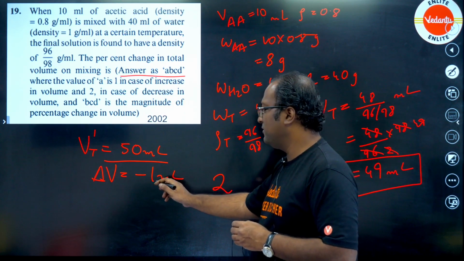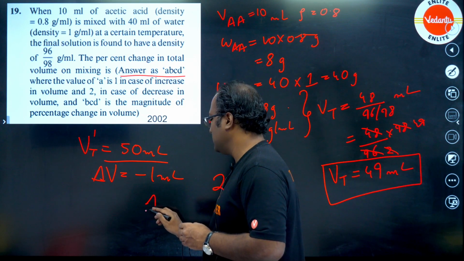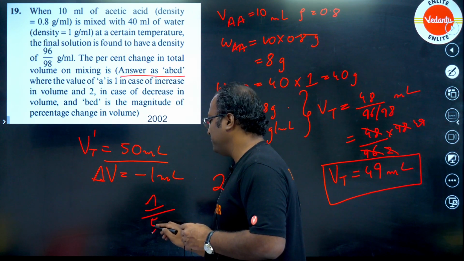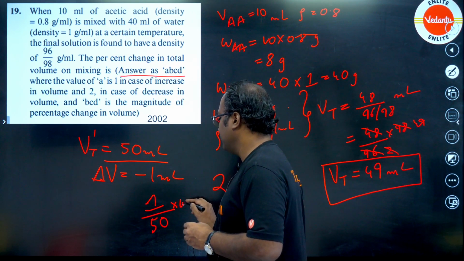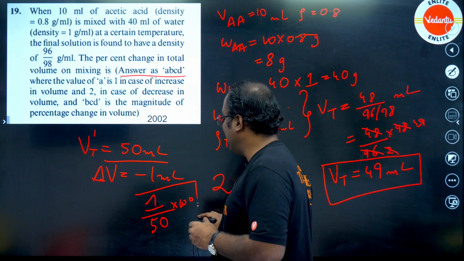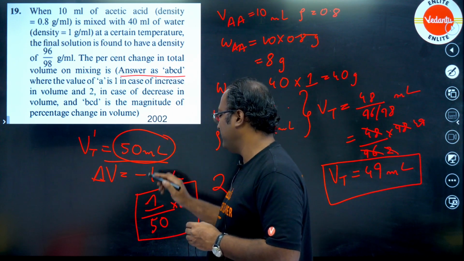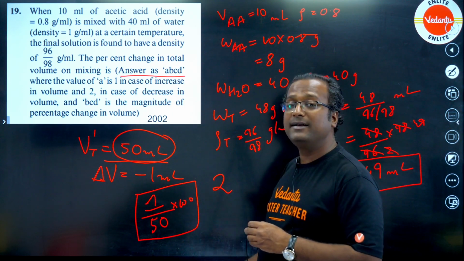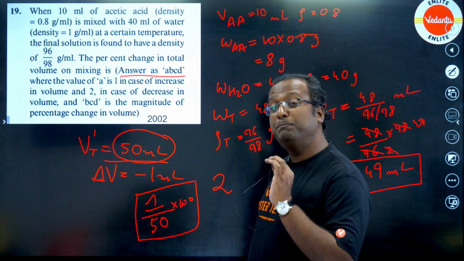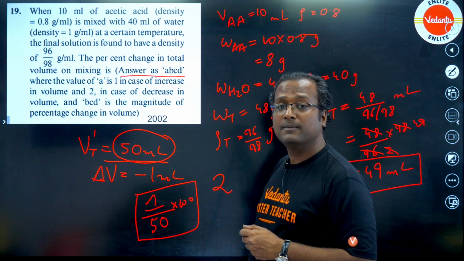Percentage change in volume, is it 1 ml? No. Percentage change will be 1 upon 50 into 100. Volume contraction is 1 ml. But the percentage change with respect to theoretical value is 2%. That's the biggest catch in this question.